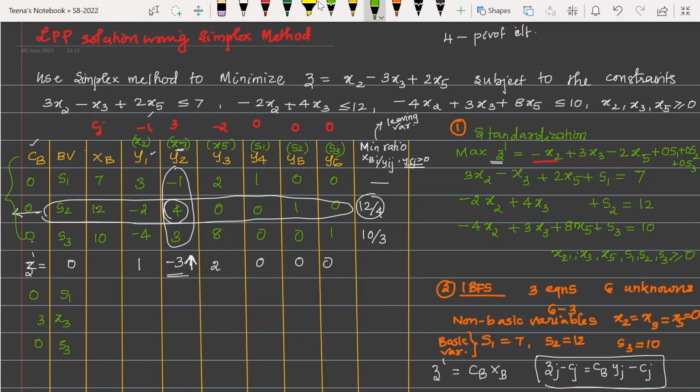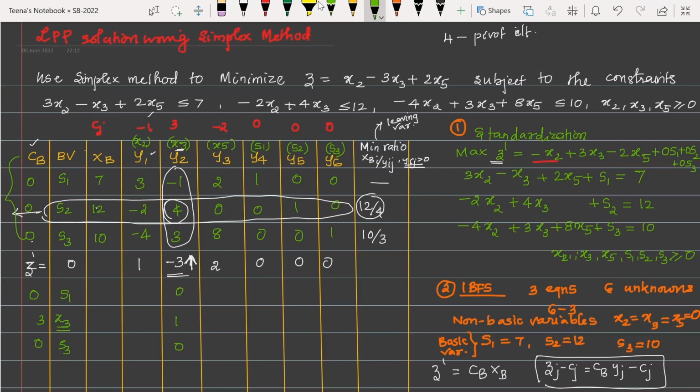So when X3 enters the basis, the column corresponding to X3 should form the middle column of the identity matrix. That means the column corresponding to X3 should be of the form 0 1 0. In order to get the column this way, we are dividing this 4 by 4 to get it equal to 1. Hope you understood why we are dividing the pivot element by itself. The idea is to convert it into the second column of the identity matrix.